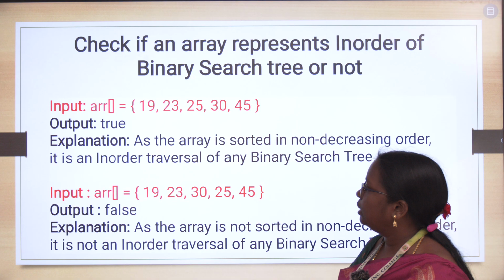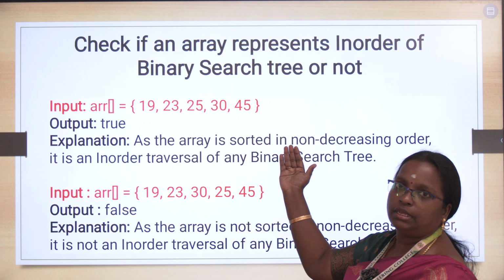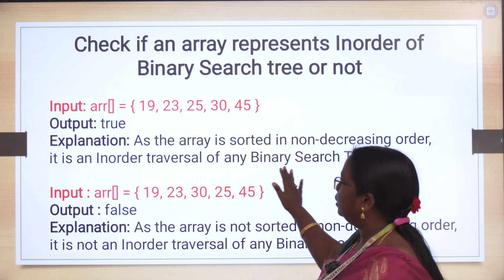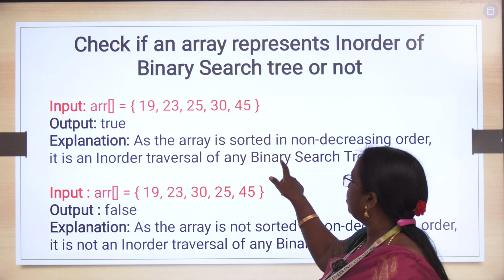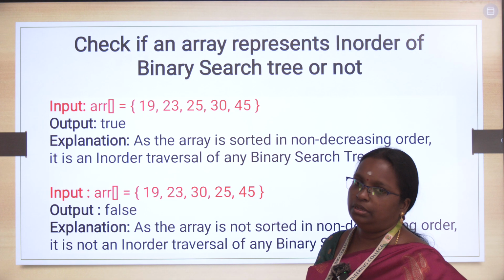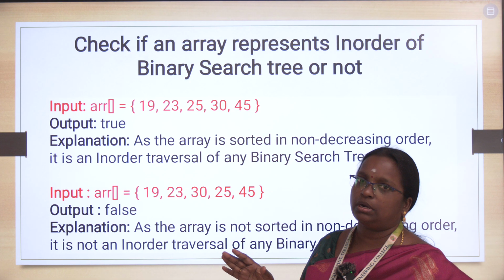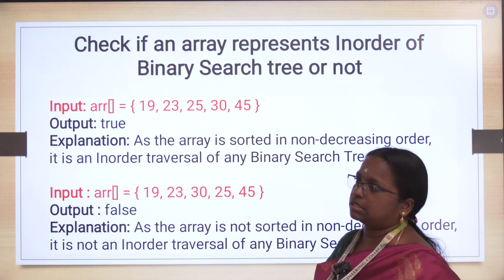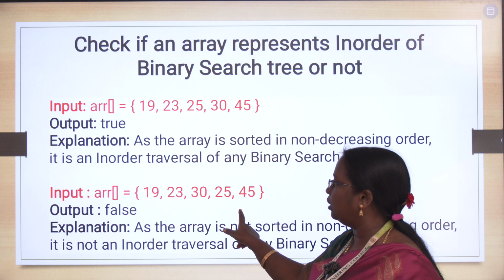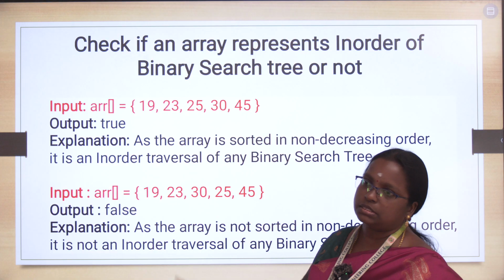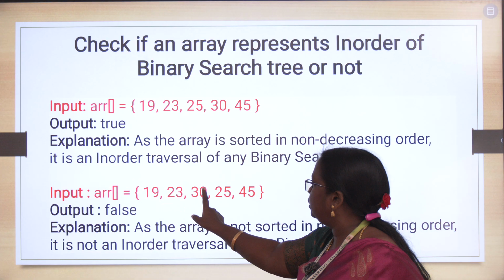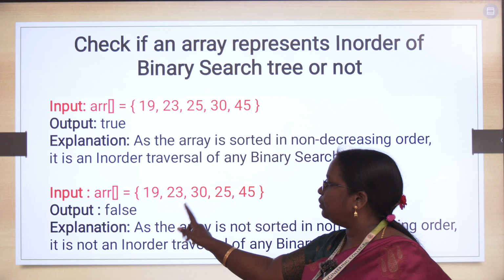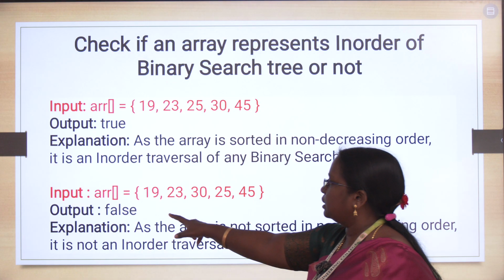The input is an array. I have given the values 19, 23, 25, 30 and 45. I have to say whether the array is sorted, in descending order or not. Which is the in-order of a binary search tree? Which order you have to identify. Only in-order is a perfect order or sorting order, even for a BST. So it is true. Next, they are asking whether it is in-order or not. It is not in-order because it is not in sorted order. As the array is not sorted, that is not an in-order. I have given 19, 23, 30, 25 and 45. Some values are not sorted, so the statement that it is in-order is false.